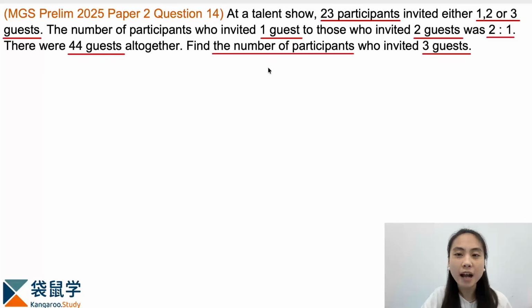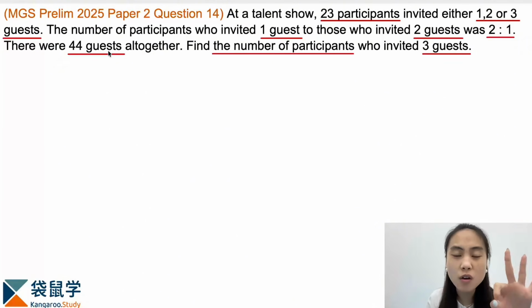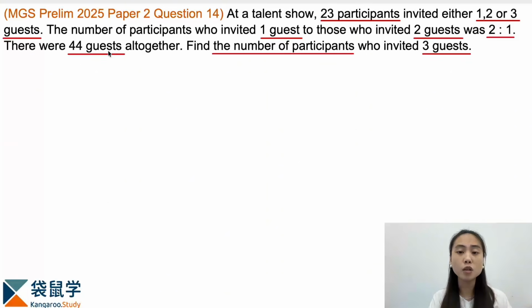So class, here we have 2 total values, which are 23 participants and 44 guests. But class, how many single values do we have here? We have 3 single values, but in the example I mentioned before, we only have 2 single values. So, since we didn't learn the question with 3 single values before, the idea here is to transfer our unknown question to our known question, which means we can transfer 3 single values to 2 single values.